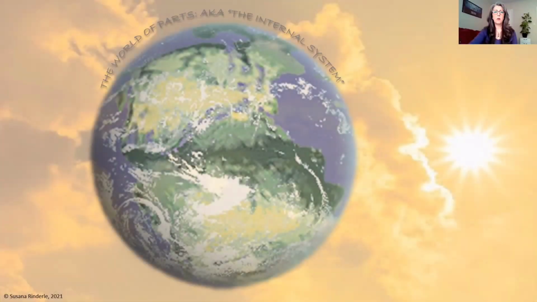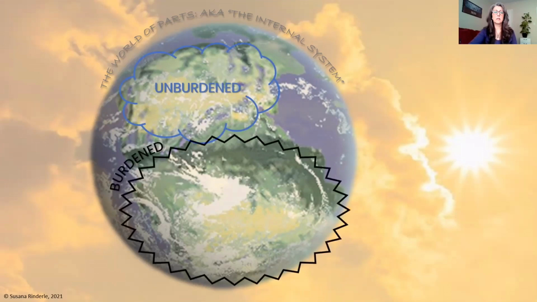If you think about your internal system as a planet, that planet has two continents. The first is the unburdened parts, and the second is the burdened parts. The unburdened parts are at choice, they're in their natural, healthy state, they're not desperate, and they're not extreme.